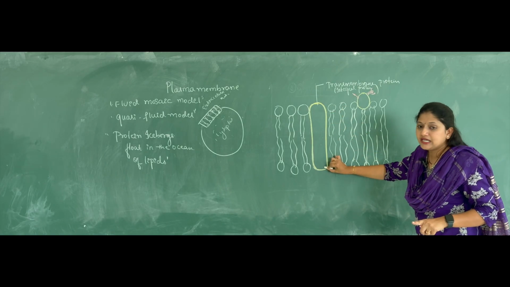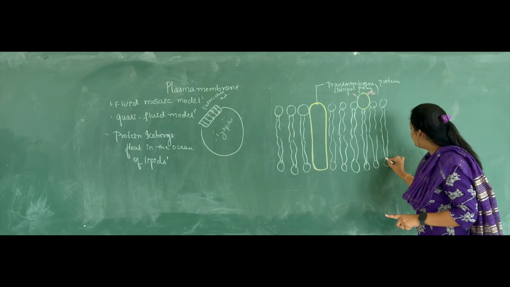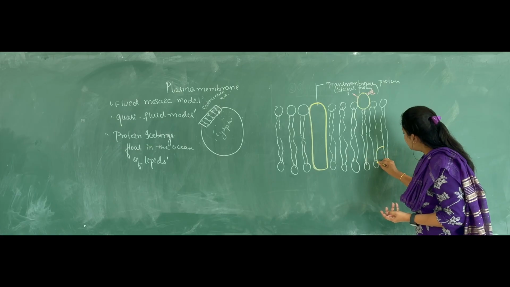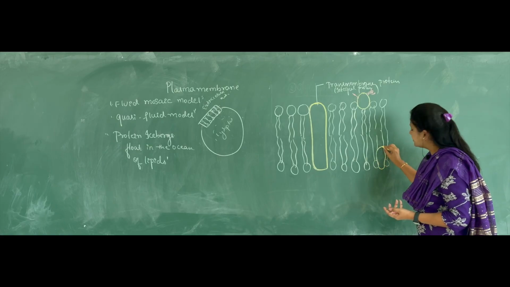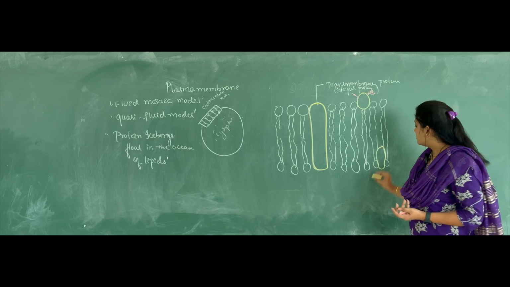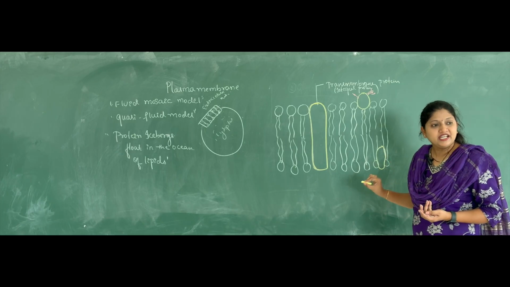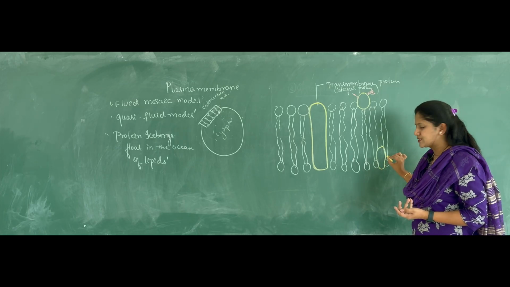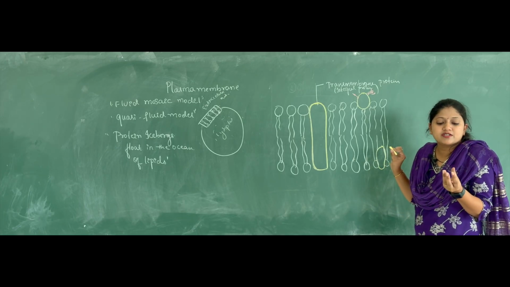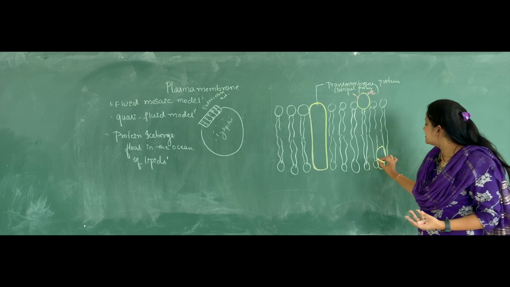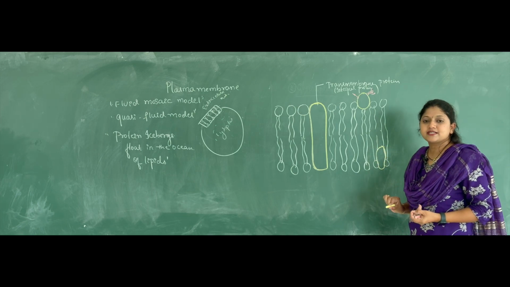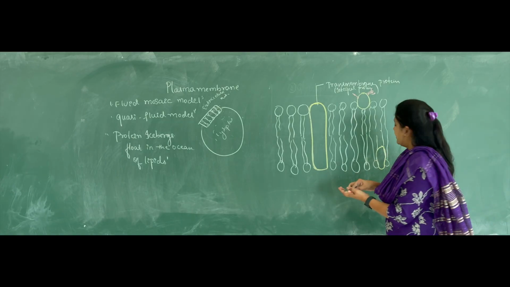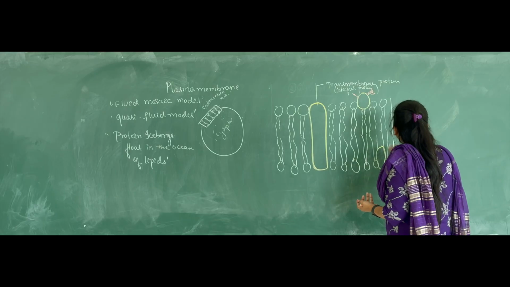This is completely embedded. The other type is partially embedded and slightly exposed like this. Okay, so these are also called integral proteins or intrinsic proteins only, because it is only slightly exposed like this, which is seen on the outer surfaces, but majorly it is embedded inside the lipid membranes only.